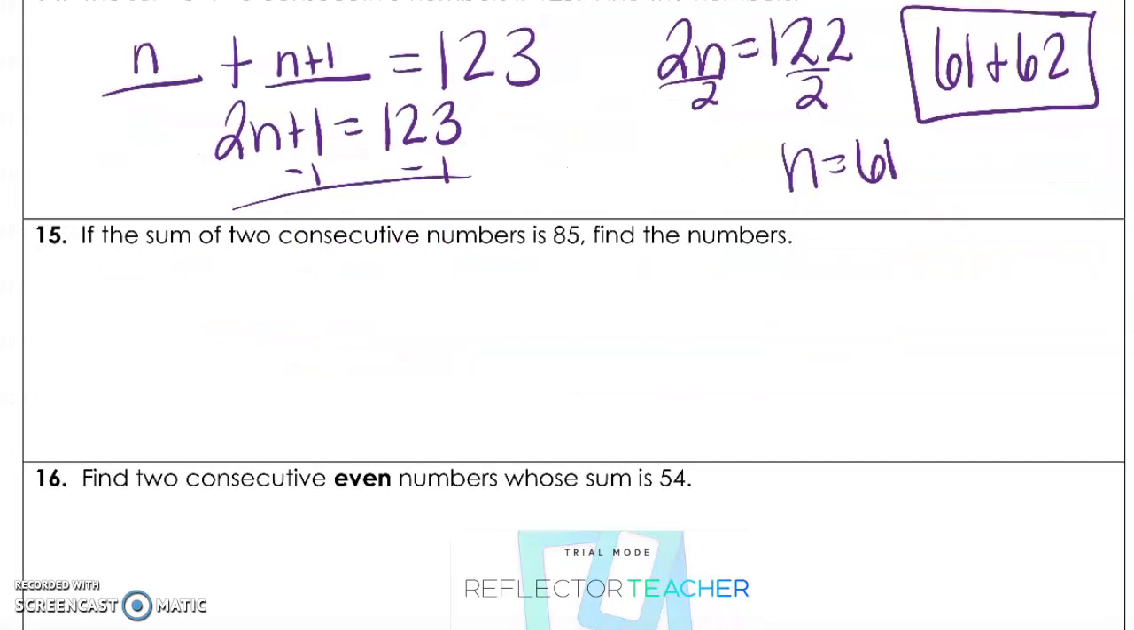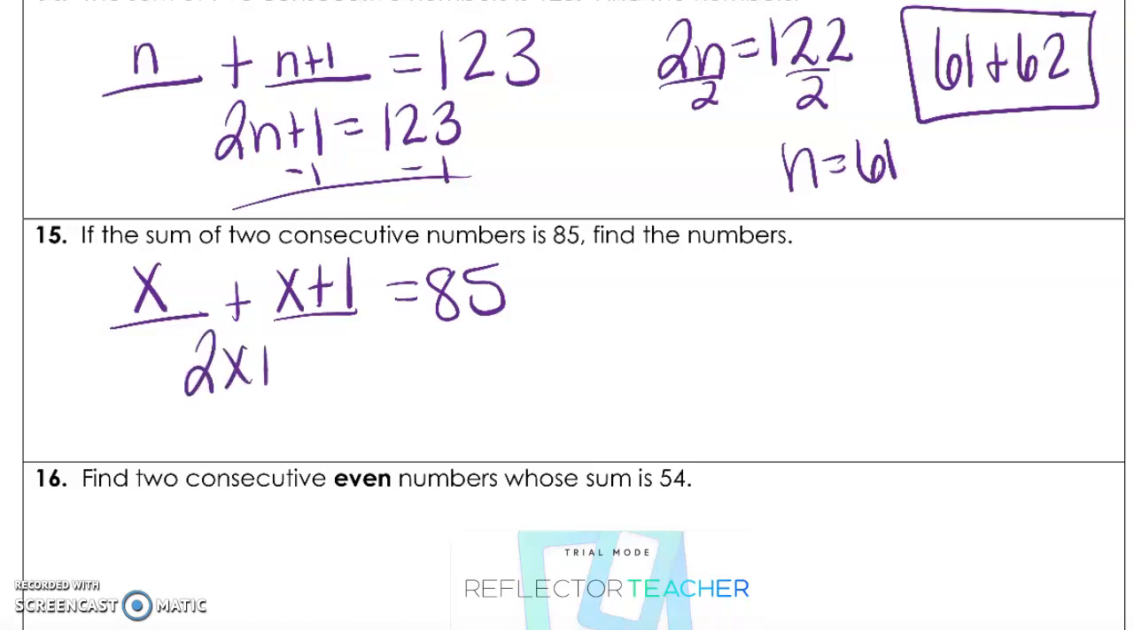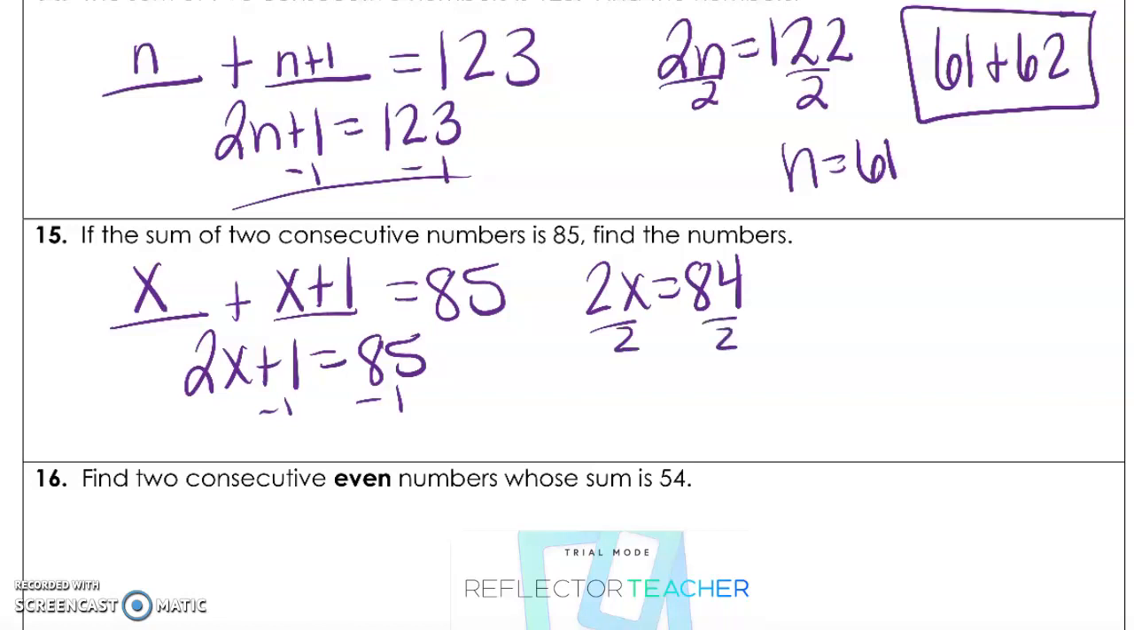15, same thing. The sum of 2 consecutive numbers is 85. So first one plus the second one has to be 85. So I'm going to do an x just so you can see that it doesn't matter what variable you use. x plus 1. So 2x plus 1 has to equal 85. Subtract 1, 2x equals 84. Divide, x equals 42.